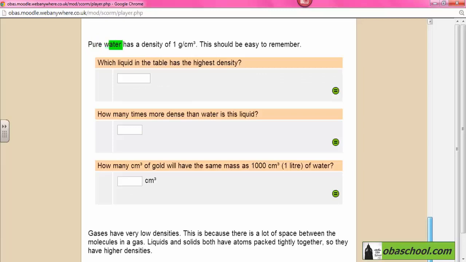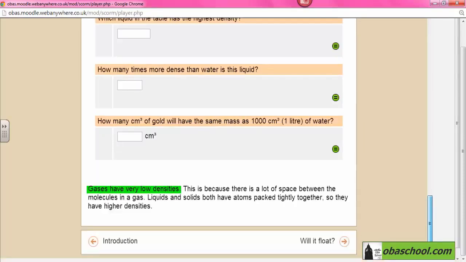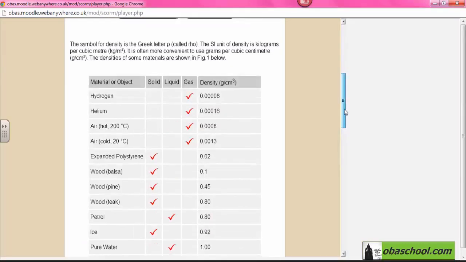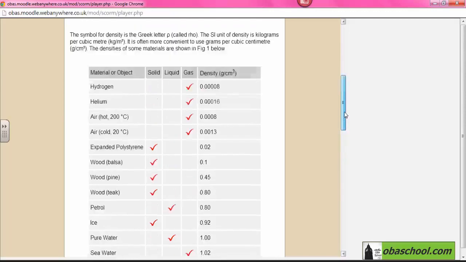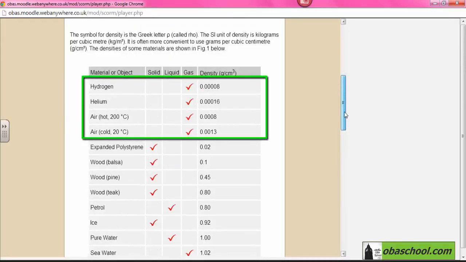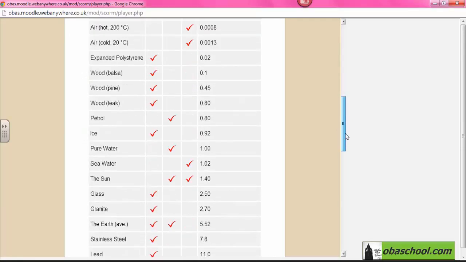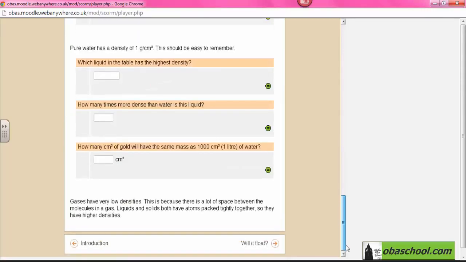Pure water has a density of 1 gram per centimeter cube. This should be easy to remember. Which liquid in the table has the highest density? Gases have very low densities, and if you go back to the table, you can see that gas has very small densities, like hydrogen, helium, air, hot air, or cold air. It has the smallest densities in comparison to the others.